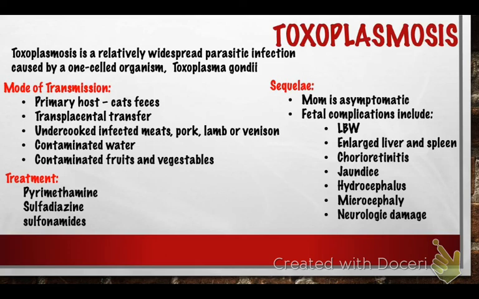So basically, the treatment is to prevent and reduce the risk of congenital infection, and we can treat it with a combination of pyrimethamine, sulfadiazine, and some sulfonamides, which will also treat toxoplasmosis.